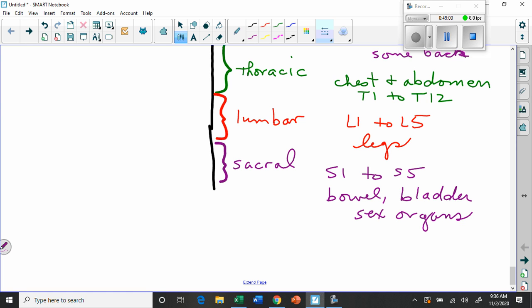And then lastly, there's a tiny little section. I'll do it in another color here. I'll do it on the other side just so I have space. This one is called the coccygeal. Two C's, so you pronounce one as a K and one as a C. Coccygeal.